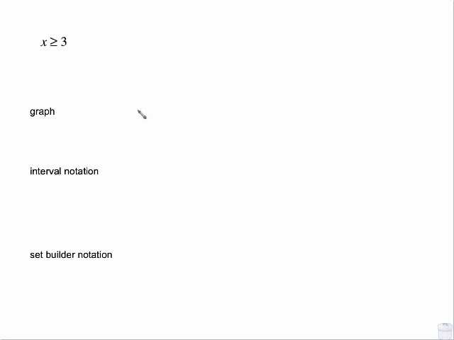X greater than or equal to 3. Here's my 3. Greater than is going to the right. Because it's greater than or equal to, it's a bracket facing that direction. Interval notation, you see a bracket, you see a 3, comma, it's going all the way out to the right, which is infinity. Infinity always gets a curved parentheses because infinity is not an actual number, it's a concept.